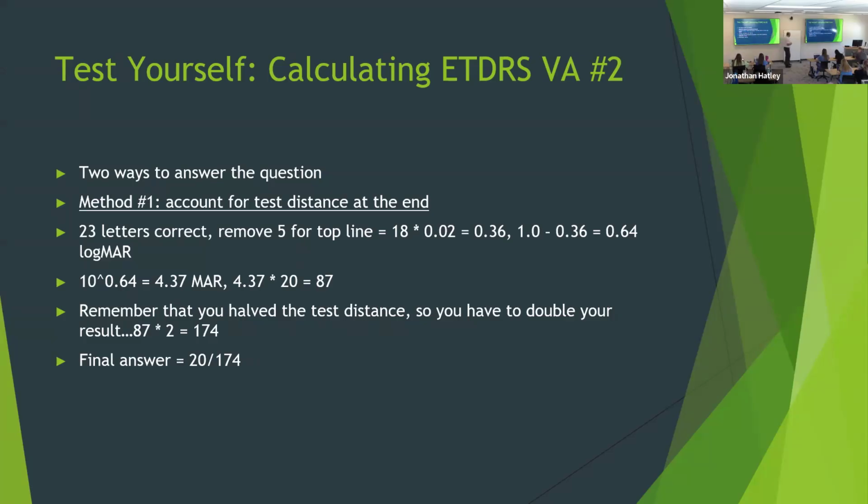So at this point now, you've done all this math as if the chart was at 4 meters. But since the chart is at 2 meters, we have to double that denominator. And that's what you would do here. So this would be basically rectifying that shorter working distance at the very end of your logMAR equation here.